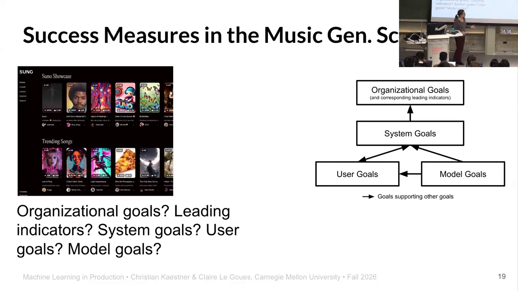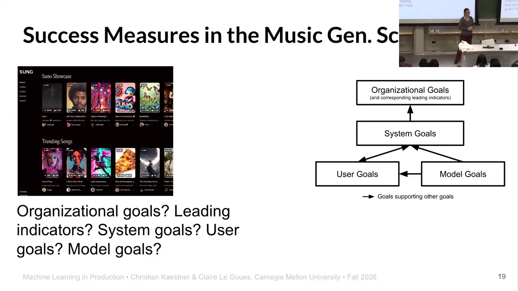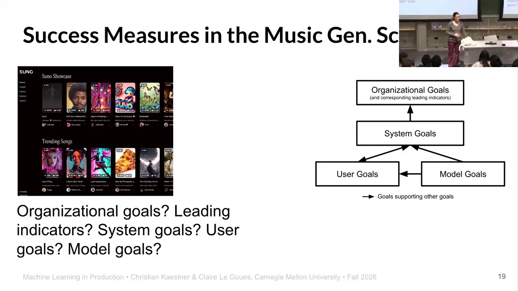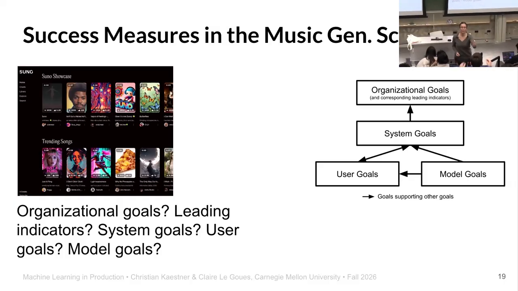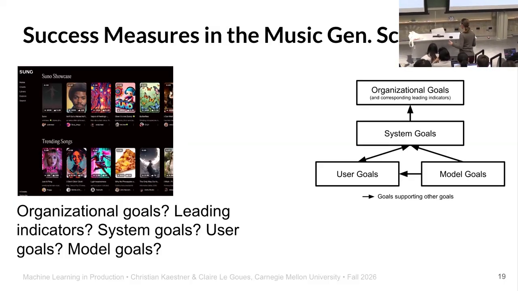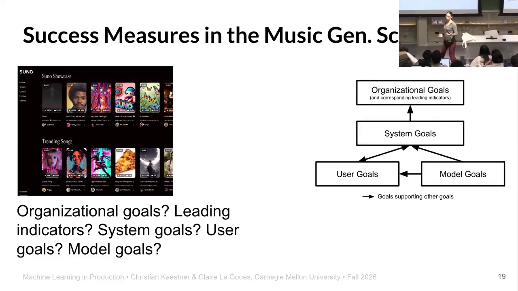So let's be concrete. We opened with music generation, right? Suno. So what's an organizational goal of Suno? Why do these people exist? This is not a trick question, but it is an easy one. They want to make money. They want to make money, presumably by selling subscriptions or credits to this, right? Okay. What are some leading indicators about whether they're making money? Something quite short term.